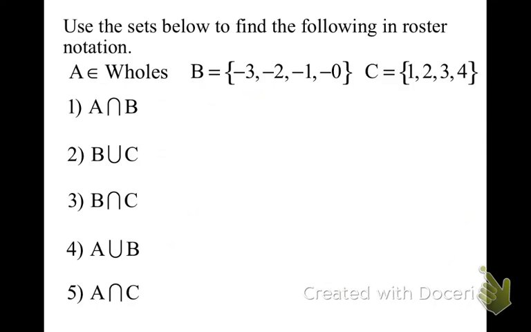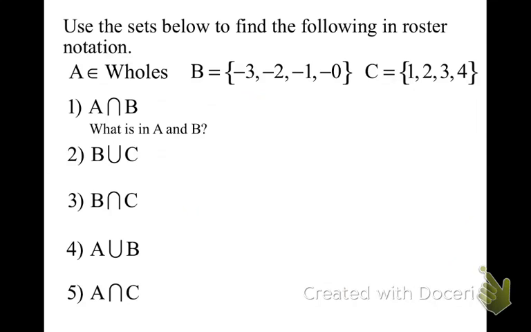All right. So when we use the sets below to find the following in roster notation, we're just listing. So remember, the upside down U is an intersection. They're saying A is any whole number, B is -3, -2, -1, 0, C is 1, 2, 3, and 4. So the intersection of A and B, what they have in common, any whole number, and B is just what's in set B.